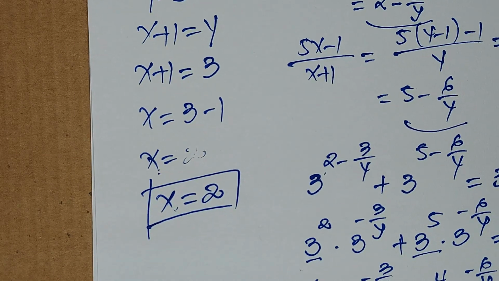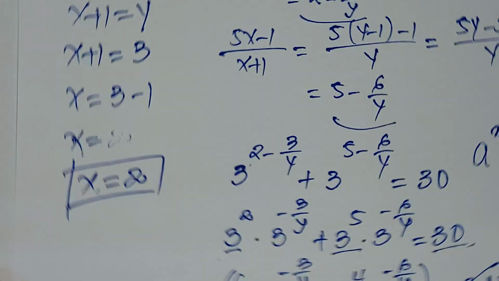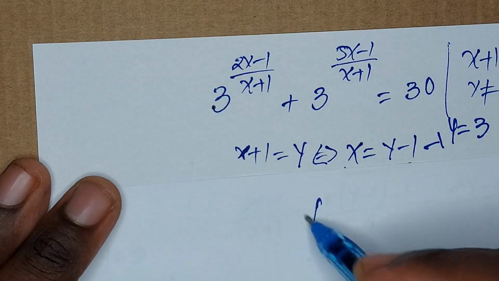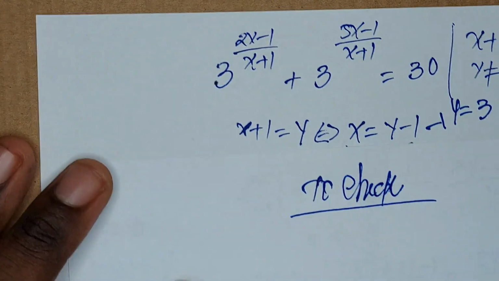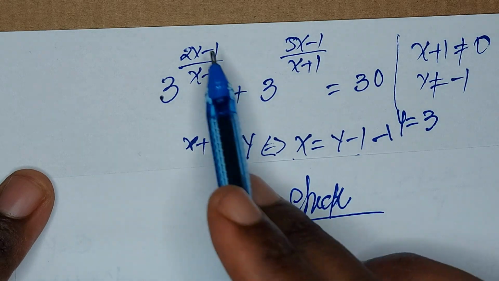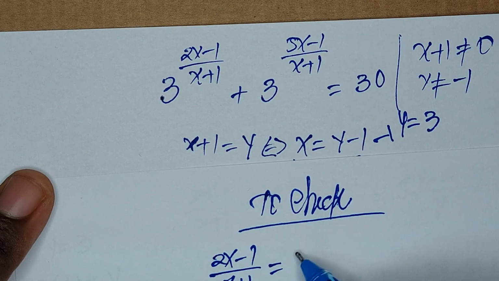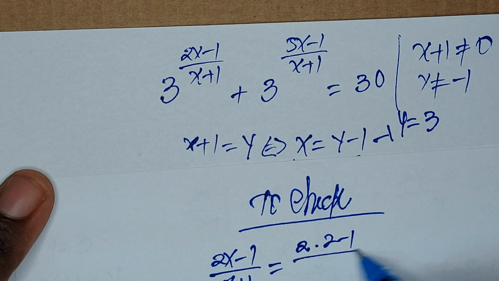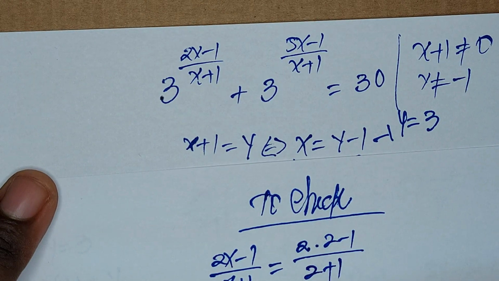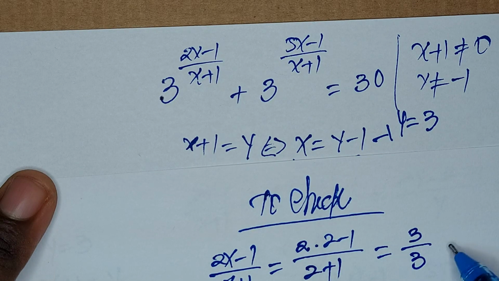We can quickly check our solution. Okay, guys, let's do it. So to check, we're going to have the first part and the second part, right? We have 2x minus 1 over x plus 1. If x is equal to 2, we're going to have 2 times 2 minus 1 all divided by x plus 1, which is y, which is 3. So this is 4 minus 1, 3, and this is 2 plus 1, 3. So we're going to have 1.